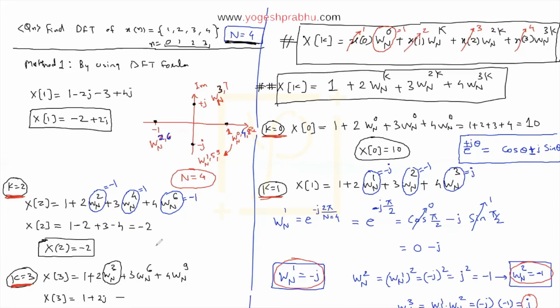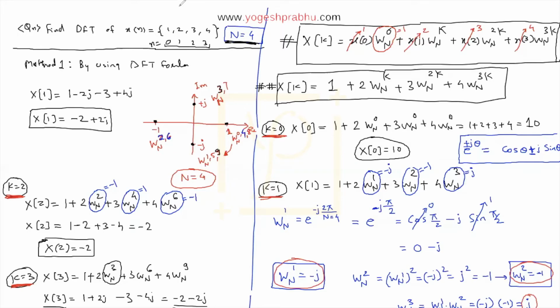And what happens to wn raised to 6? Wn raised to 6 is minus 1, so it is going to be minus 3 here. And wn raised to 9, this value is minus j, so it is going to be minus 4j. If you solve, the answer is going to be minus 2 minus 2j. Okay, that's the value for x of 3. I got minus 2 minus 2j.